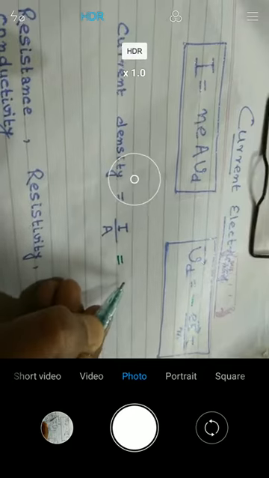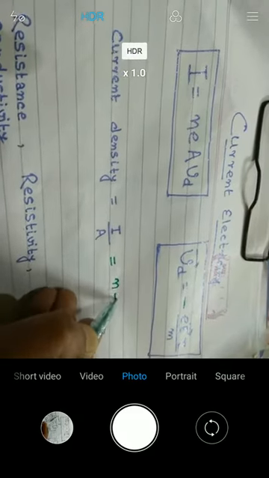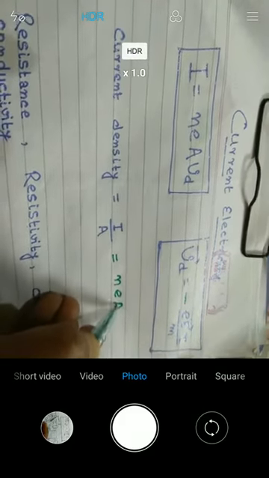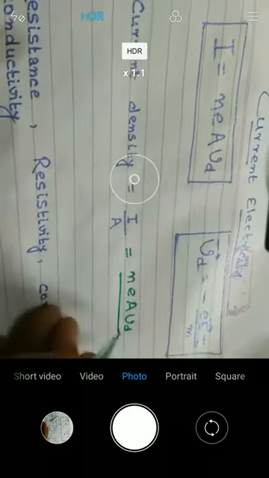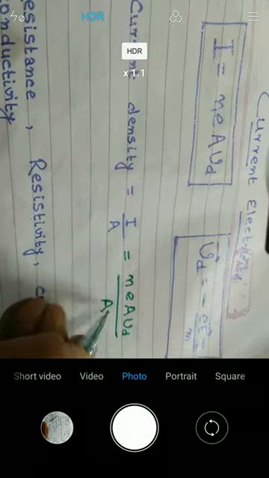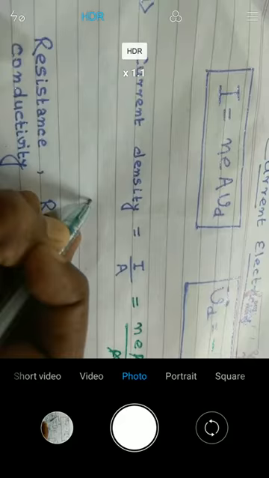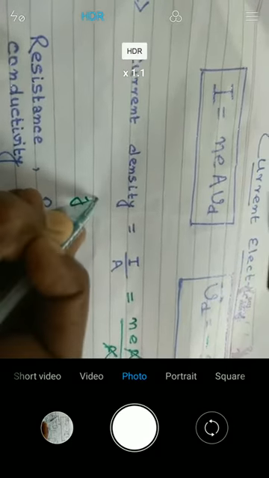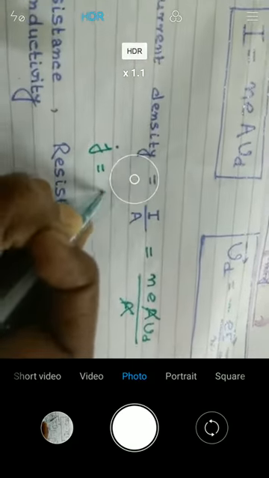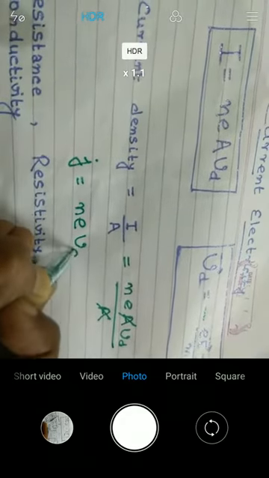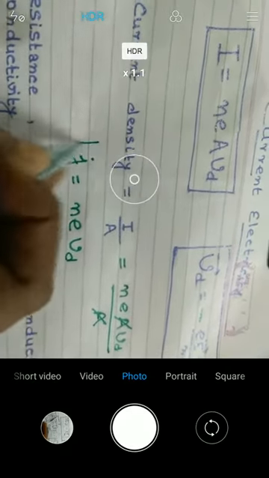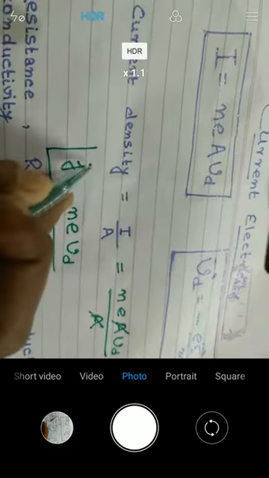So its formula will be, current का formula था neAvd, and if I divide it by A, I will obtain current density, जिसे हम लोग J से लिख रहे हैं, J for current density, that is simply nevd. So this is the formula for current density.